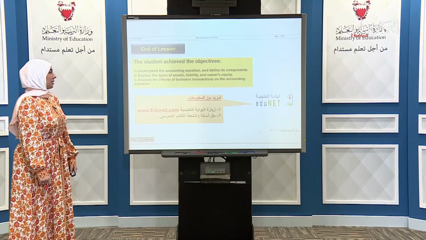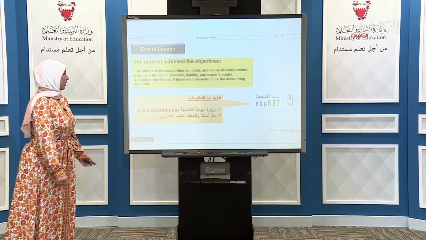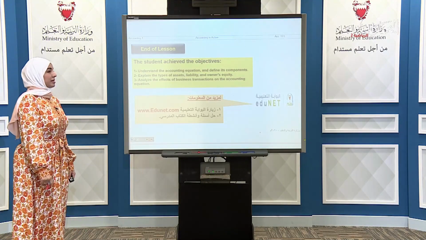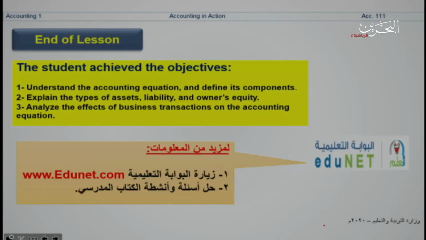By that, my dear student, we reach the end of the lesson. At the end, my student should achieve the following objectives: first, understand the accounting equation and define its components; second, explain the types of assets, liability and owner equity; and finally, analyze the effect of business transactions on the accounting equation.